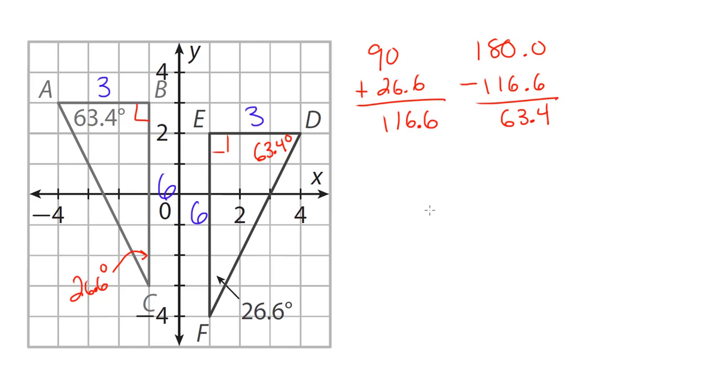So we've proven that all corresponding angles are congruent and all corresponding sides are congruent. Therefore, we can state that triangle ABC is congruent to triangle DEF.